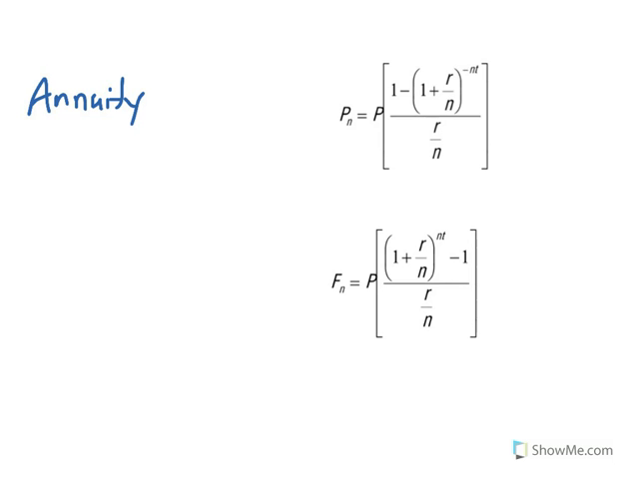The present value of an annuity. So here's your two different formulas, present value and future value. Present value is P, future value is F. Now we got these variables in here.